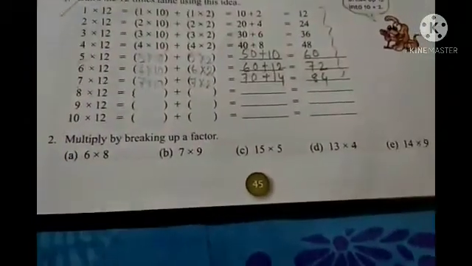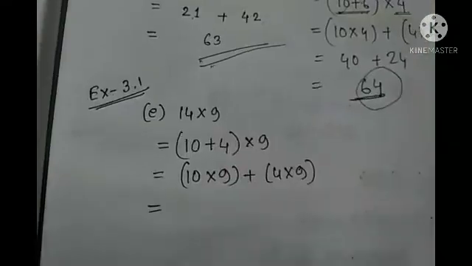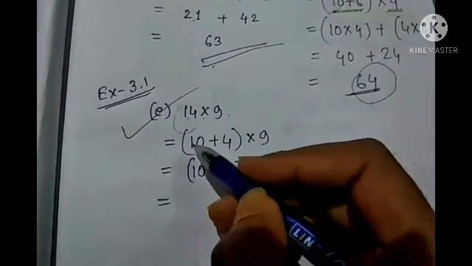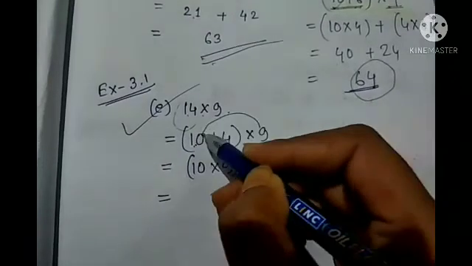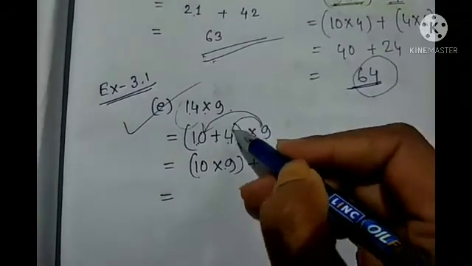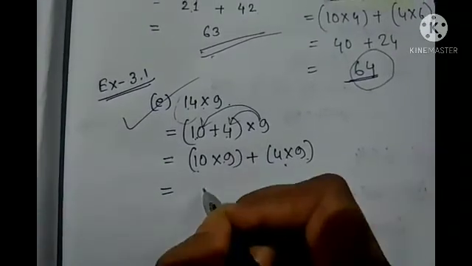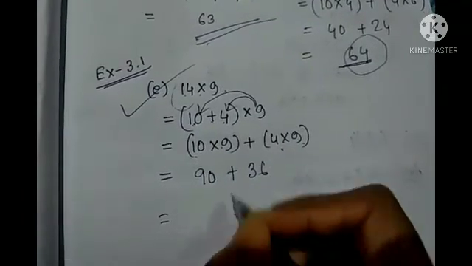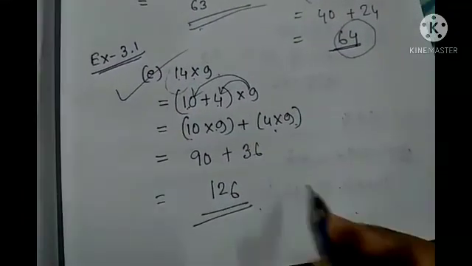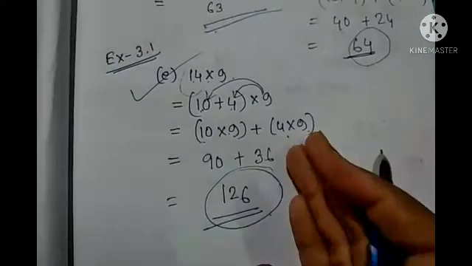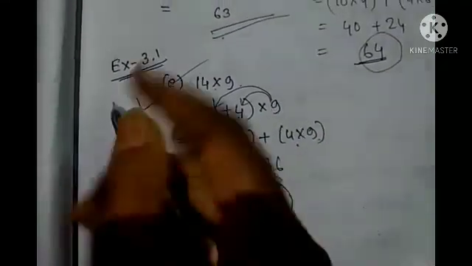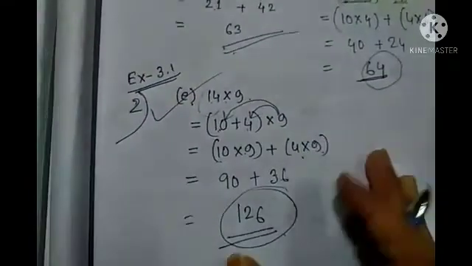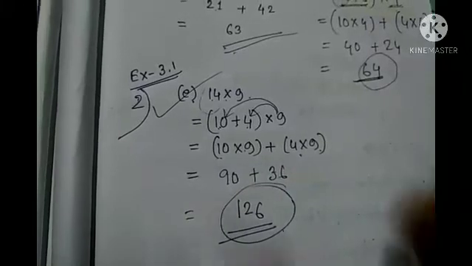Now let's see these numbers. Question number 2, I am showing you part E here. 14 into 9. So 14 I broke up into 10 plus 4. Then I have to multiply with 10 once and then multiply with 4. So 9 10s will be 90 and here it will be 36. If you add it, you will get 126. So this is the answer. Very simple. You go through this one, these are parts A, B, C, D, E. I'm sure that you are going to enjoy this.